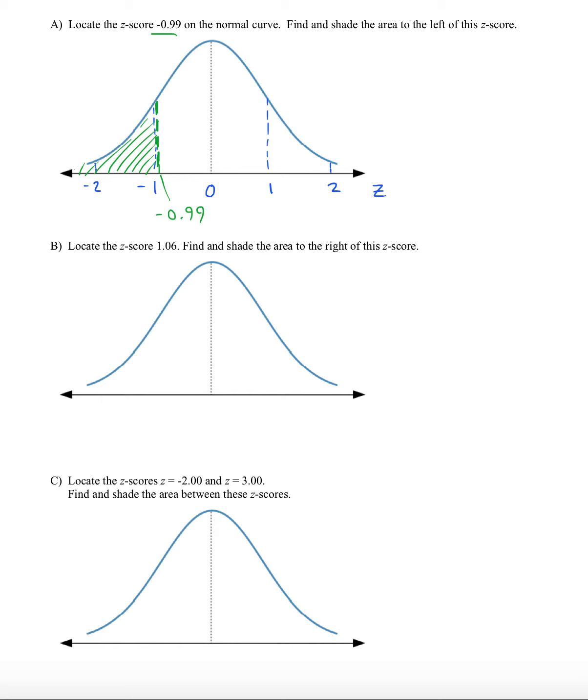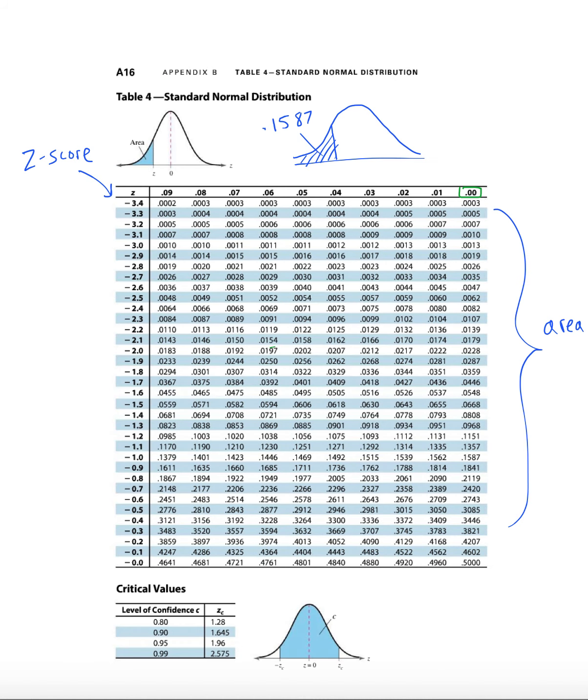And we need to find the area now from the table. So I'll go to the tables. I want to look up a z of negative 0.99. Here's negative 0.9. And the 9/100ths is actually the one right next to it, this column. So we're looking at 0.1611.